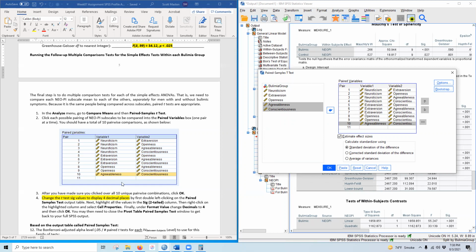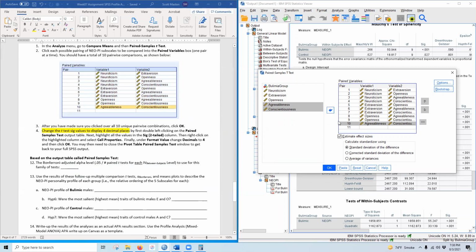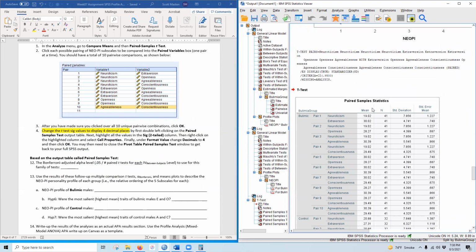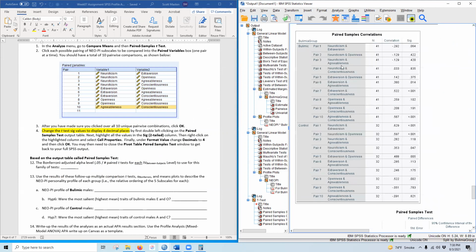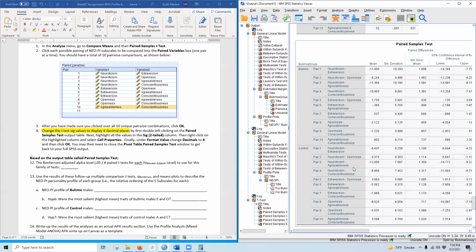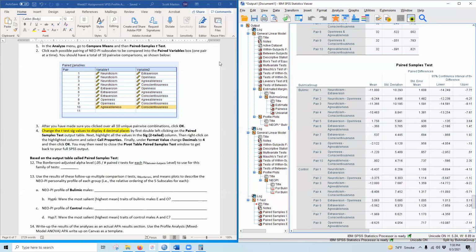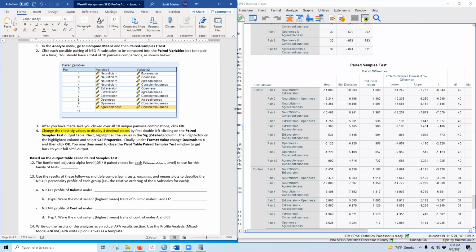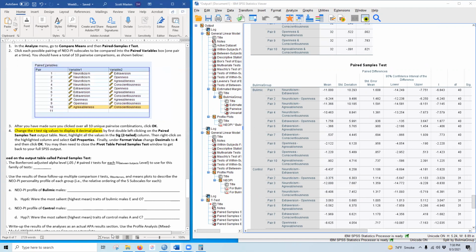So when I click OK, make sure yours matches this right here like mine does, and then click OK, and it runs a ton of t-tests. So again, these paired sample statistics are our means and standard deviations. Here's correlations, ignore this. These are our t-test results right here. This is what we actually want to be looking at. And I'm just going to see if I can't make this stuff fit a little better. There we go.